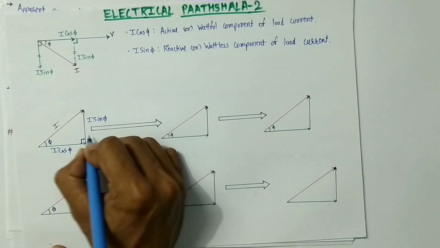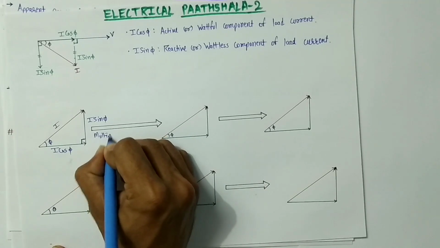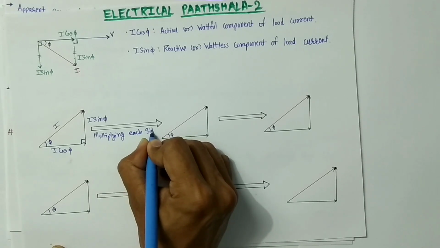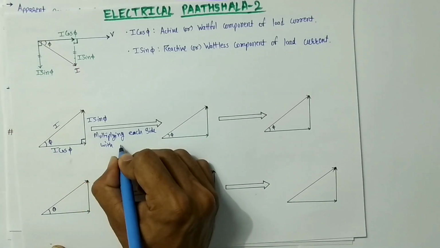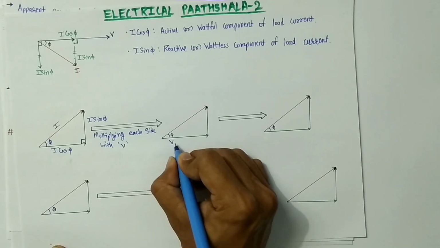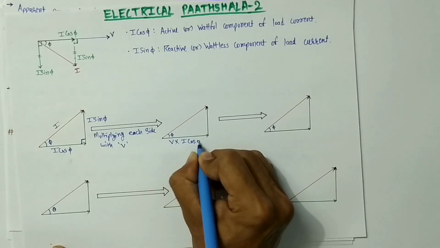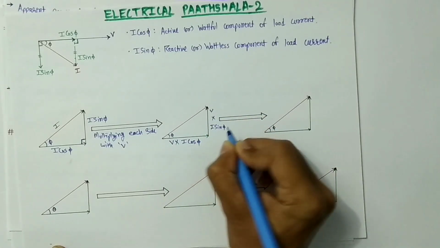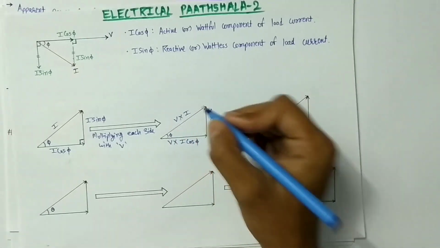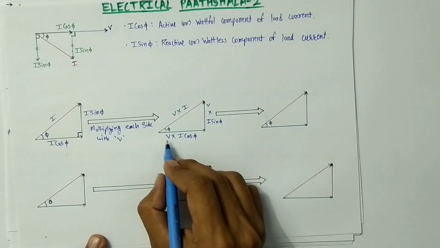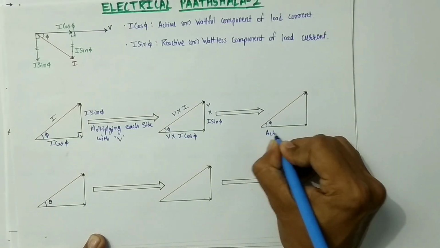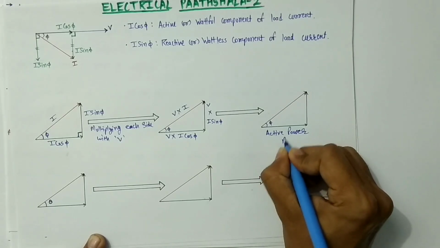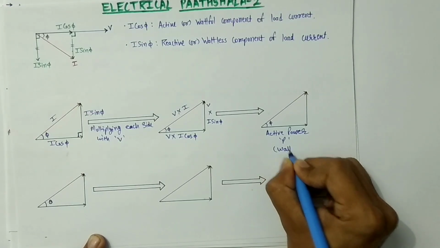Now multiplying each side with supply voltage V, what will we get? V into I cos phi. Similarly here V multiplied by I sin phi, and here V multiplied by I. So this VI cos phi will become our active power, which is denoted by P and measured in watts.